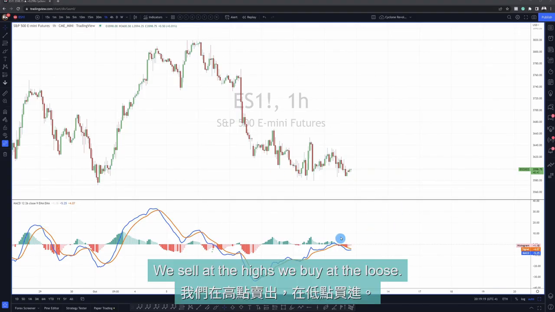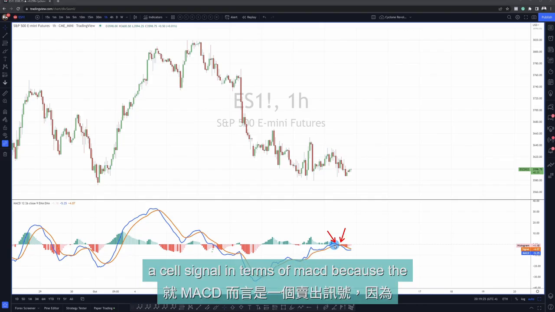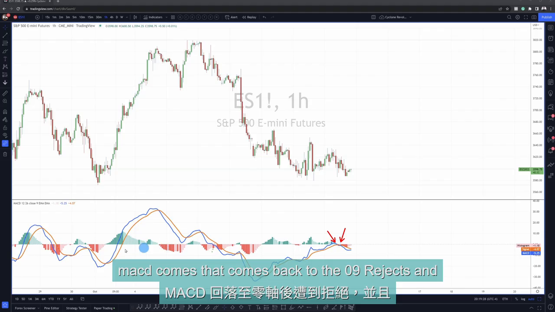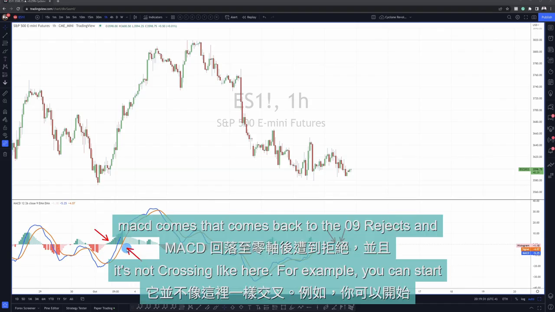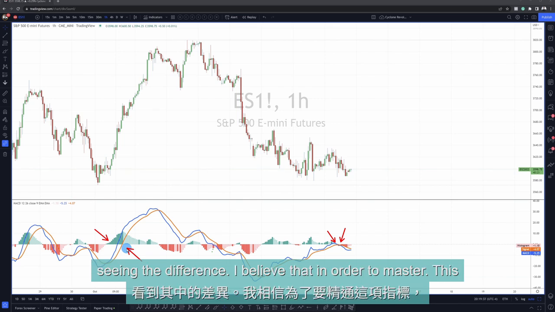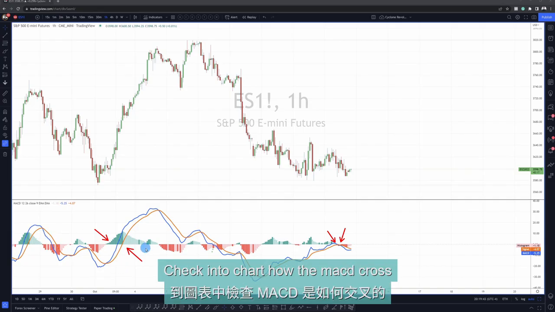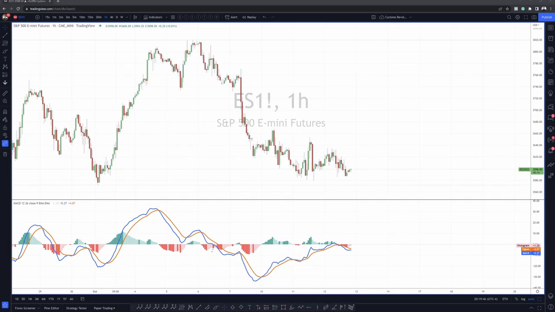But because this is a MACD course, this is a sell signal in terms of MACD. Because the MACD comes back to the zero line, rejects, and is not crossing like here, for example. You can start seeing the difference. I believe that in order to master this indicator, that's the first step. Check in your chart how the MACD crosses the zero line. This is extremely important to understand.